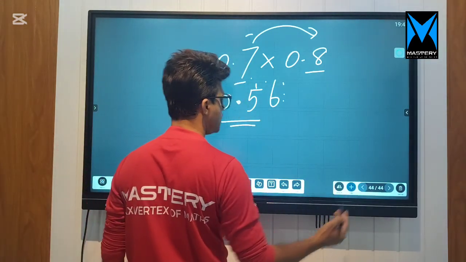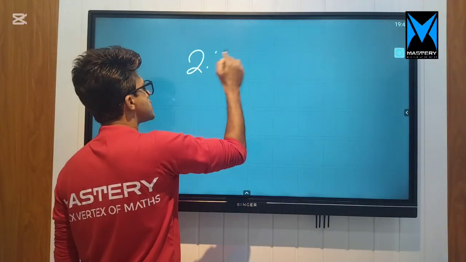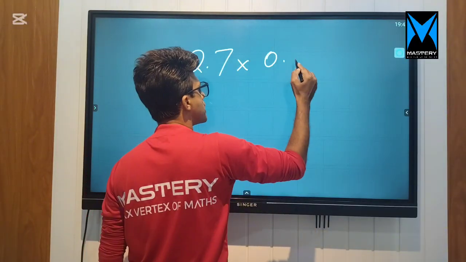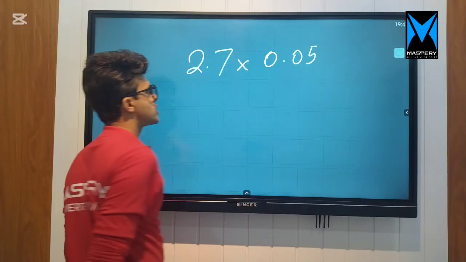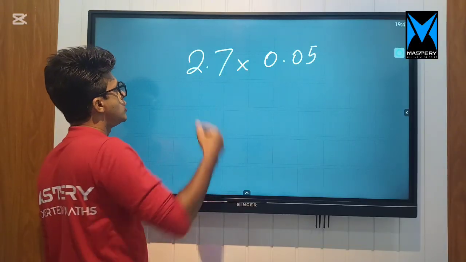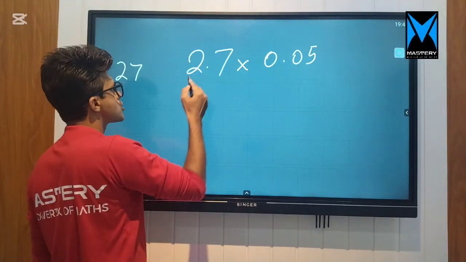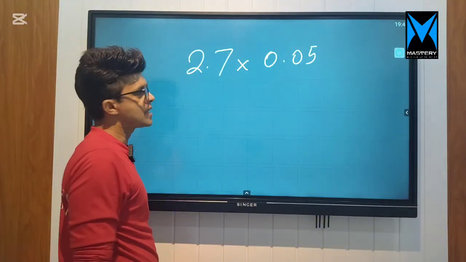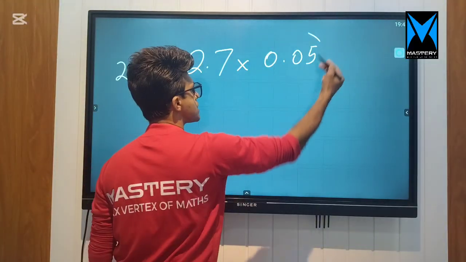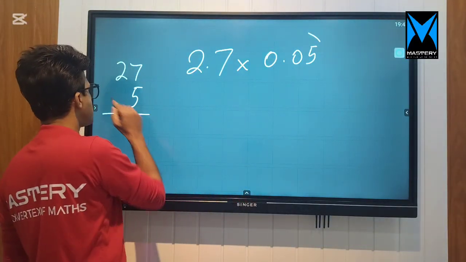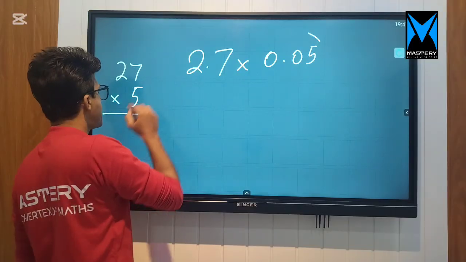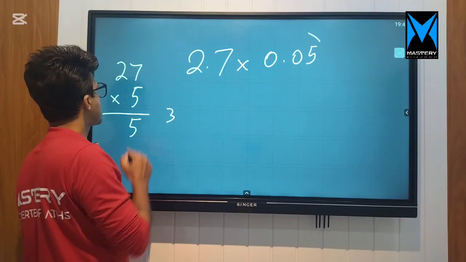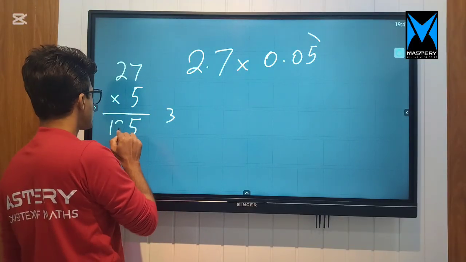So, this one: 2.7 into 0.05. How can you do this? Here you have to consider this as 27, and this is considered as 5. Now you multiply without considering decimal points. 5 times 7, 35, remainder is 3. 5 times 2, 10 plus 3, 13. So 135.